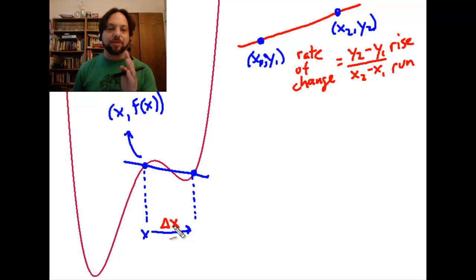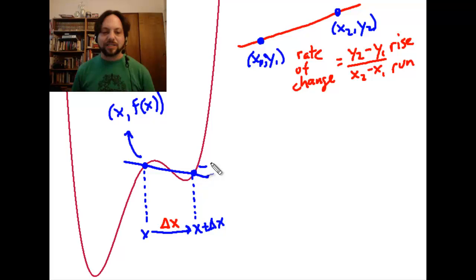Well, delta simply means change. So I'm starting at x and I'm moving delta x. What's my new x going to be? Don't think too hard about it. It's simply going to be x plus delta x. So that will be the x value of this point. It will be x plus delta x.